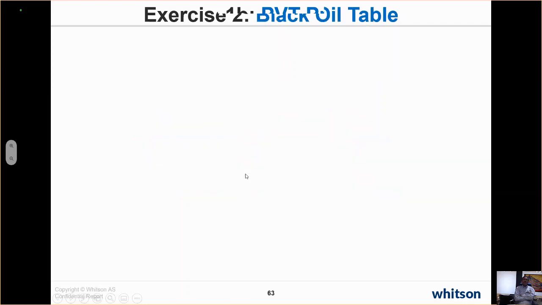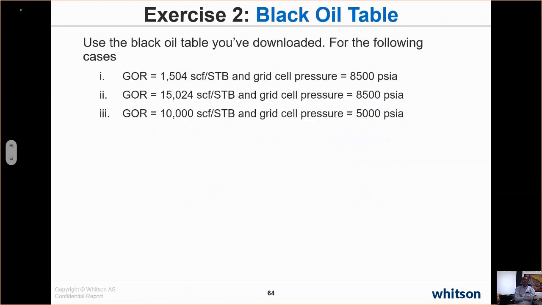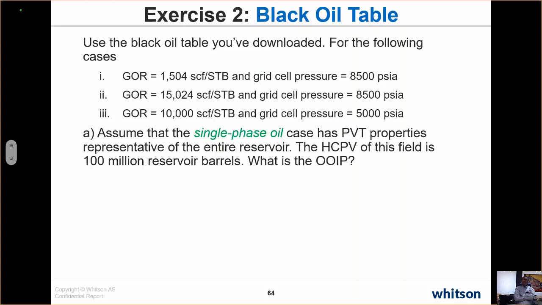And we'll bring this into the second exercise, which is a little bit more simple, I think, or maybe people are more used to it. And the first part of the exercise is that we're going to assume that the single phase oil case, so the case I, the first case, has PVT properties representative of one entire reservoir, where the hydrocarbon pore volume is 100 million reservoir barrels. And our job is to calculate the original oil in place.